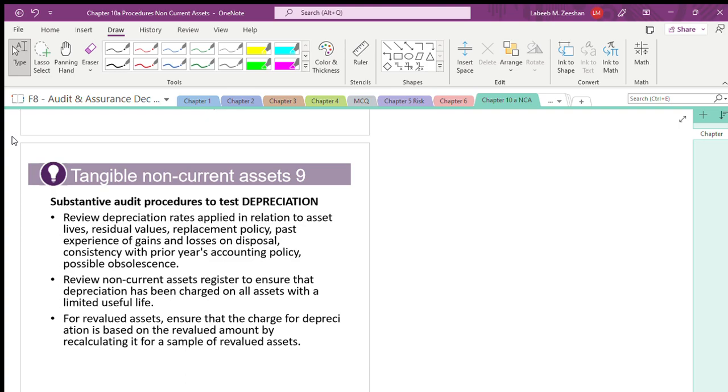Now, what it says is you have to review depreciation rates. First, you have to talk about the rates. You have to take into consideration residual values. You are talking in terms of replacement policy, and past experience on gains and losses on disposals. Most importantly, we should have consistency and comparison in accounting. We should be consistent with what was done last year. What happened in the last year, you have to follow the same structure.